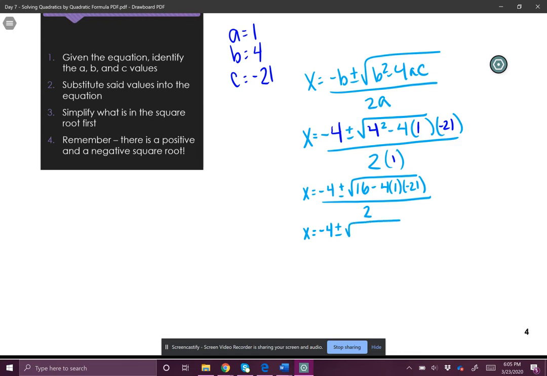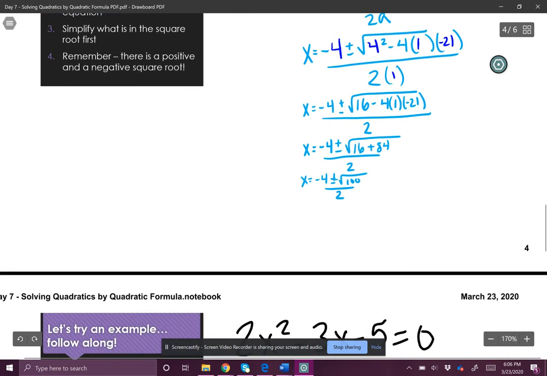Next up, we've got -4 plus or minus 16. And then with this part of the problem, we're going to multiply 4 times 1 times -21, which is -84. But we're subtracting a -84, so it ends up being plus 84 in that case, divided by 2. From here, let's figure out what our 16 plus 84 is. That gives us a 100 divided by 2.